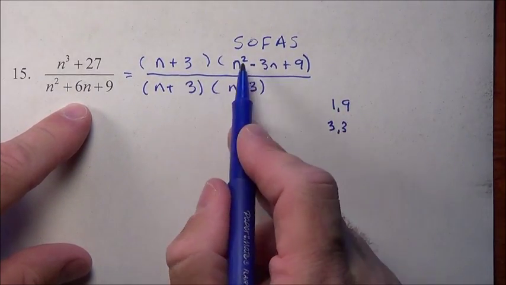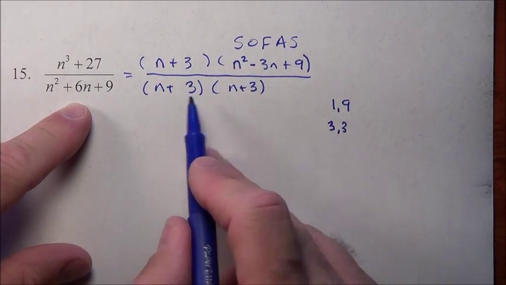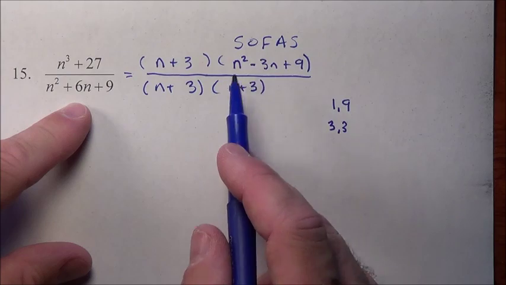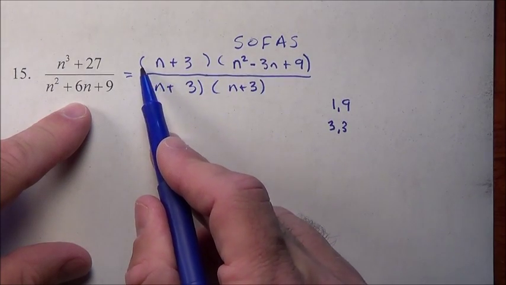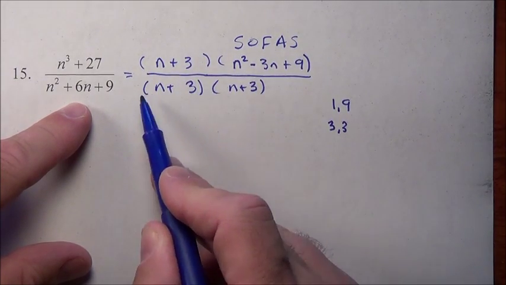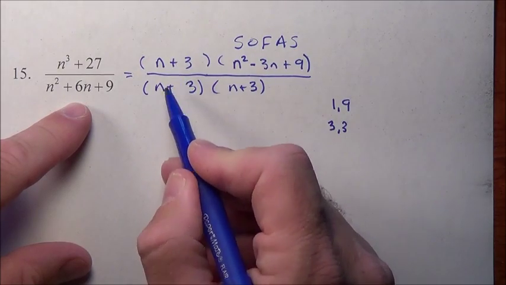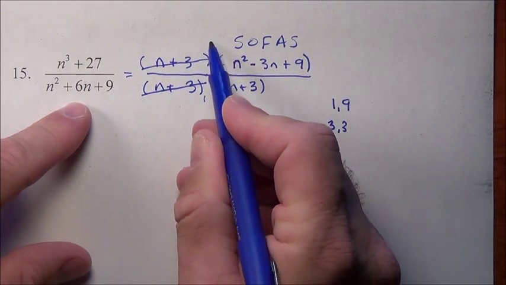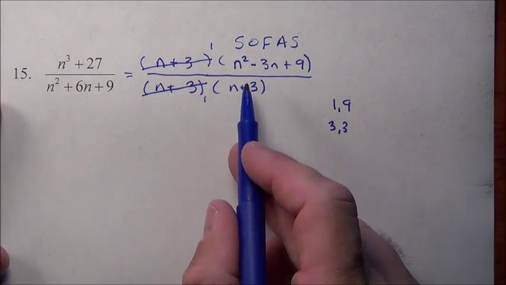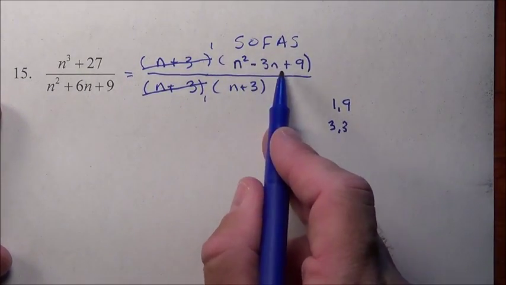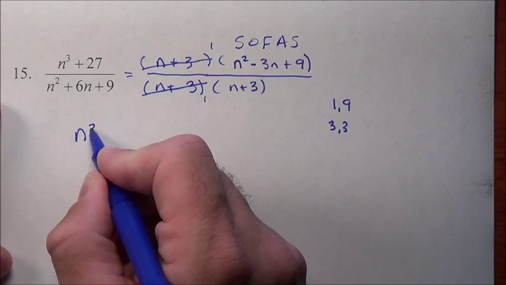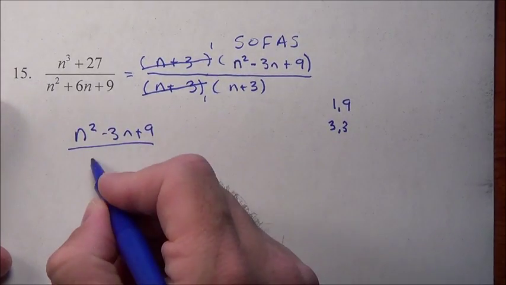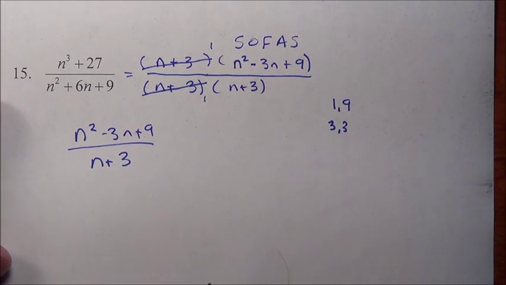Well, look, we have two things multiplied up top, two things multiplied down below. No matter what you and I pick for n, whether n is a 5, a 6, a 7, this number right here and that number right there are going to be exactly the same. And anything divided by itself is 1. So these cross out and technically become a 1 over 1. So this simplifies to n squared minus 3n plus 9 on top, and on the bottom, n plus 3.